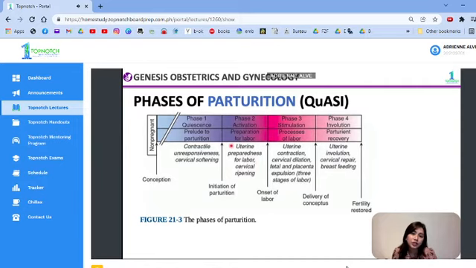This is where your oxytocin receptors increase. It's still preparing for labor, which is in the third phase, or your stimulation phase. Okay? So here are the processes of labor, here are the 3 stages of labor. Alright? And your last phase is your involution. So that's the I in my quasi mnemonic.